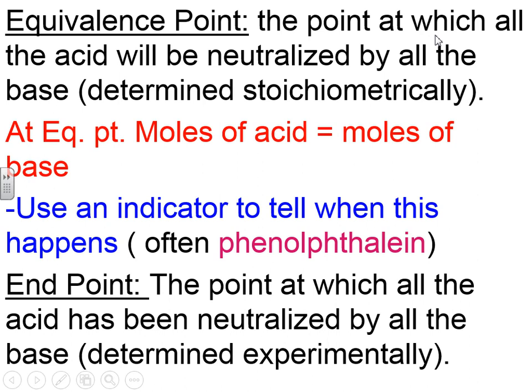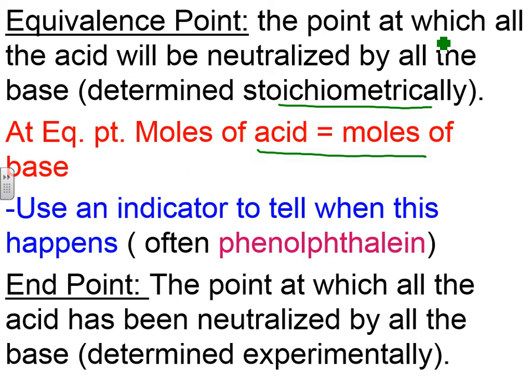A few definitions. First, the equivalence point of a titration is the point at which all the acid will be neutralized by all the base. So where the two are equivalent. And this is determined stoichiometrically. So this is like the theoretical yield that we talked about in stoichiometry. It's important to understand that at the equivalence point, the moles of the acid equal the moles of the base. That's why it's called the equivalence point.